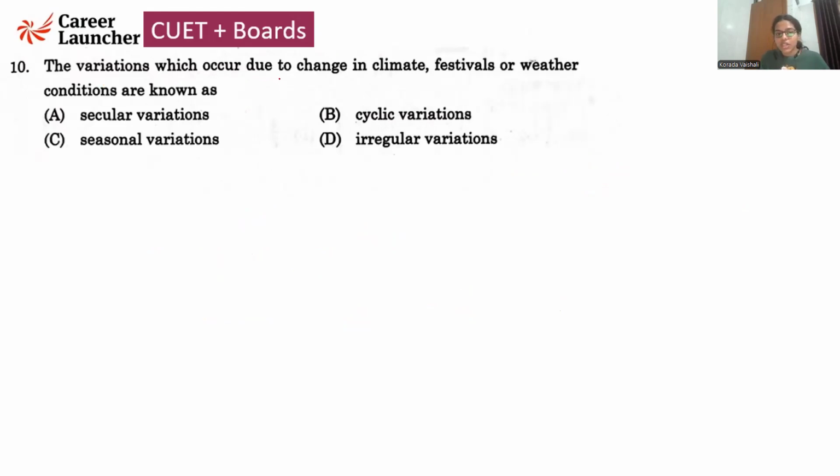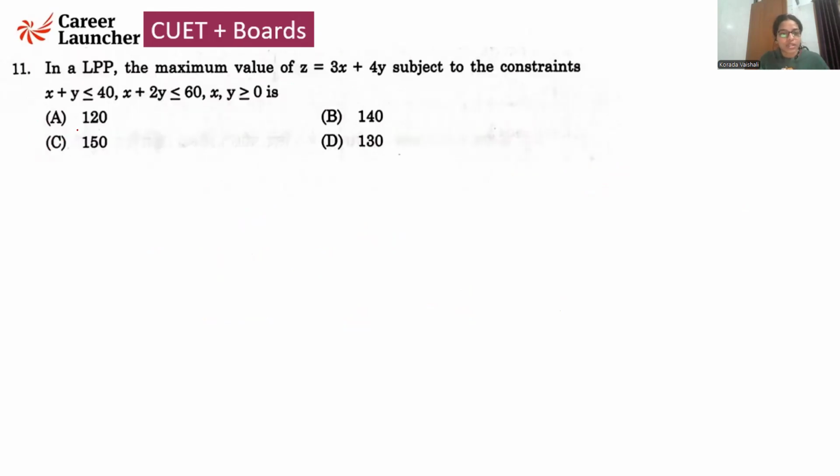The variations which occur due to change in climate, festival, or weather are called the seasonal variations, because all of these are nothing but the seasonal changes that are taking place in the market.